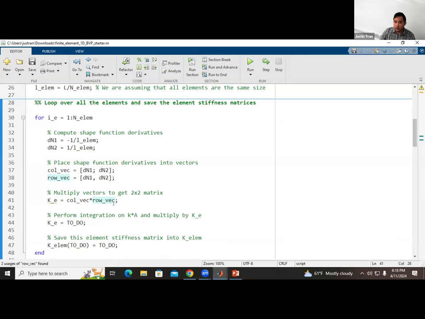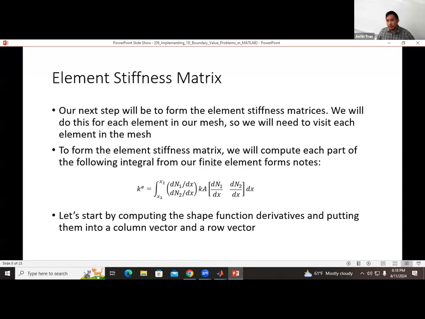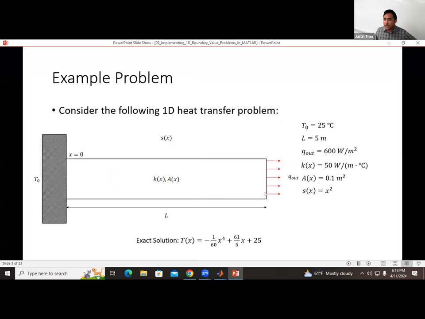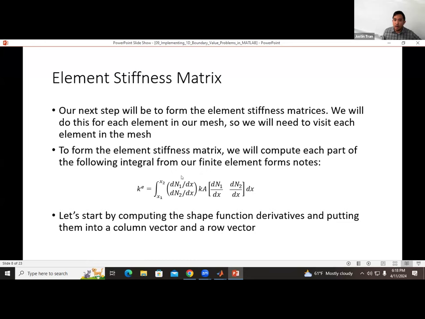And then you're going to multiply. Because in this integration here, our k and A are constants. We just happen to pick a problem where we have a constant thermal conductivity and a constant cross-sectional area. And since all of these shape function derivatives are also constant, when you integrate, you just end up with the length of the element itself.